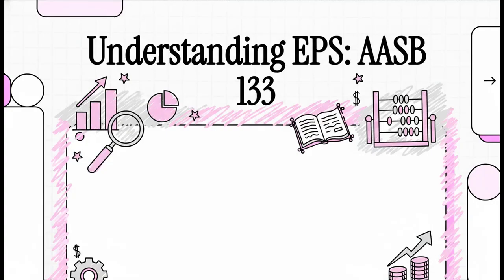So if you're an investor, you see this one number absolutely everywhere, earnings per share or EPS. It's that headline metric that can literally move markets. But what is it really telling you? Well, today we're going to pull back the curtain and demystify EPS using the official rulebook, AASB 133, to see how this crucial number actually gets built.